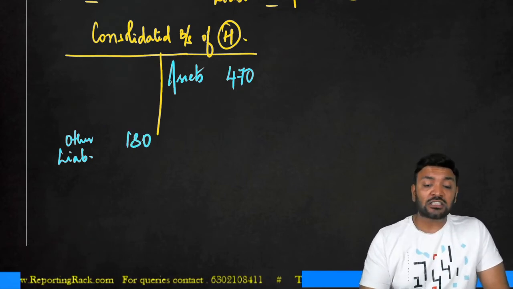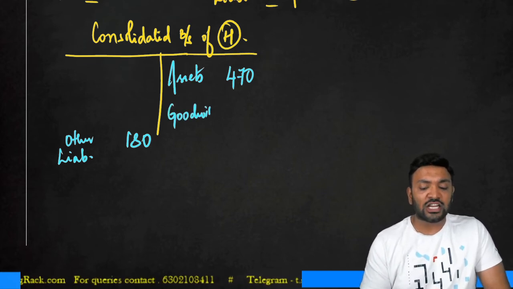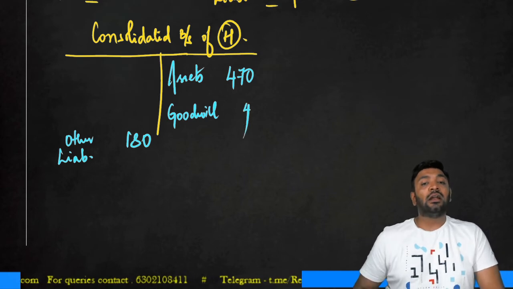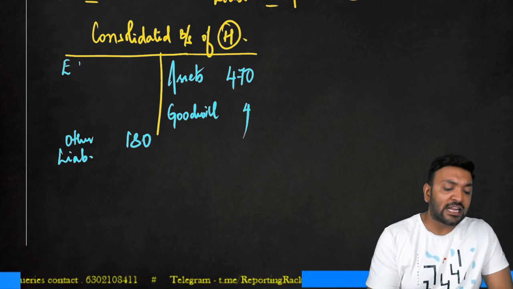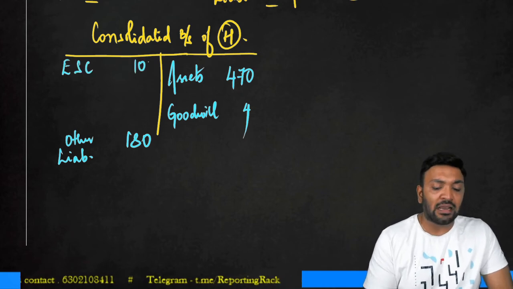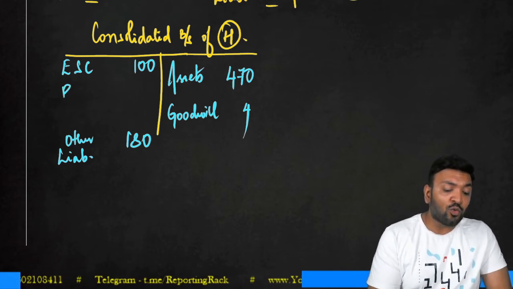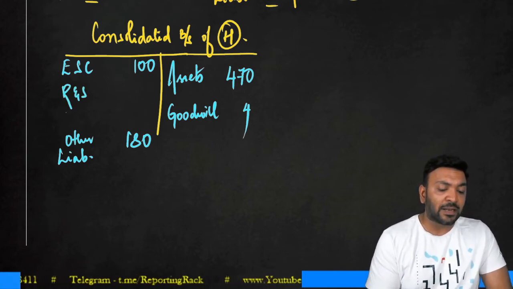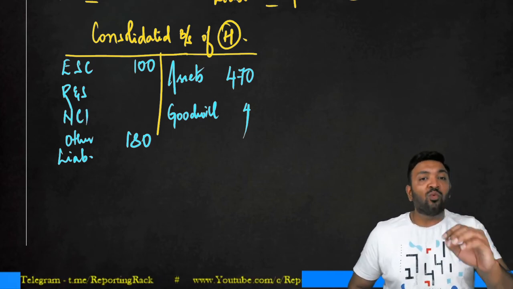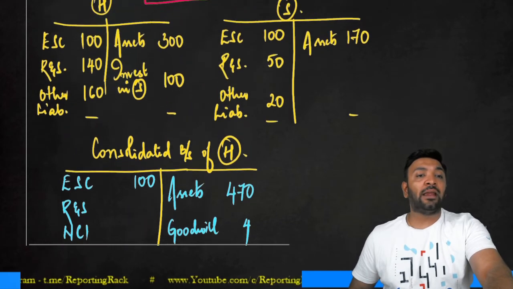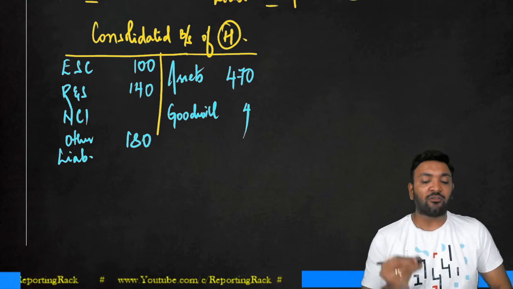You calculated cost of control, and I told you that goodwill will not change. Cost of control will not change. It was 4, it will remain 4. Now, equity share capital, there is no change in the holding company share capital. The balance sheet is not tallying because there are two more items which have to come in, reserves and surplus. And now look here. What is the reserve and surplus of the holding company? 140, correct? So I'm initially taking it as 140.